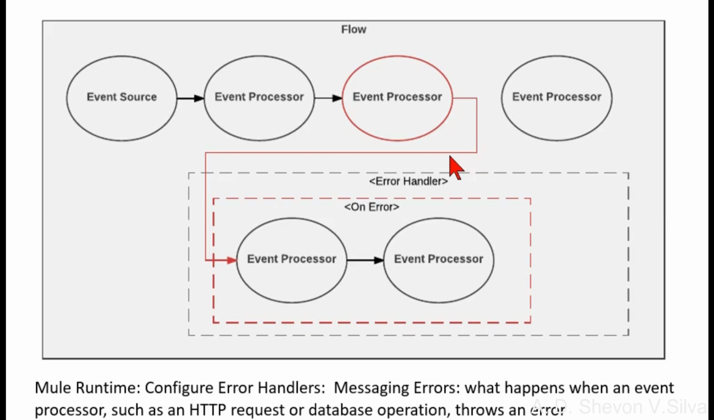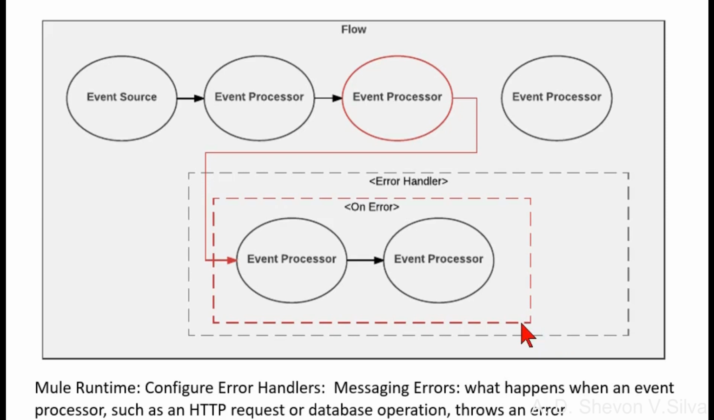You can rely on the default error handling mechanism. Within the flow, you can set up on error components, on error continue and on error propagate inside the flow's built-in error handler component. This component can contain any number of components to process the error.